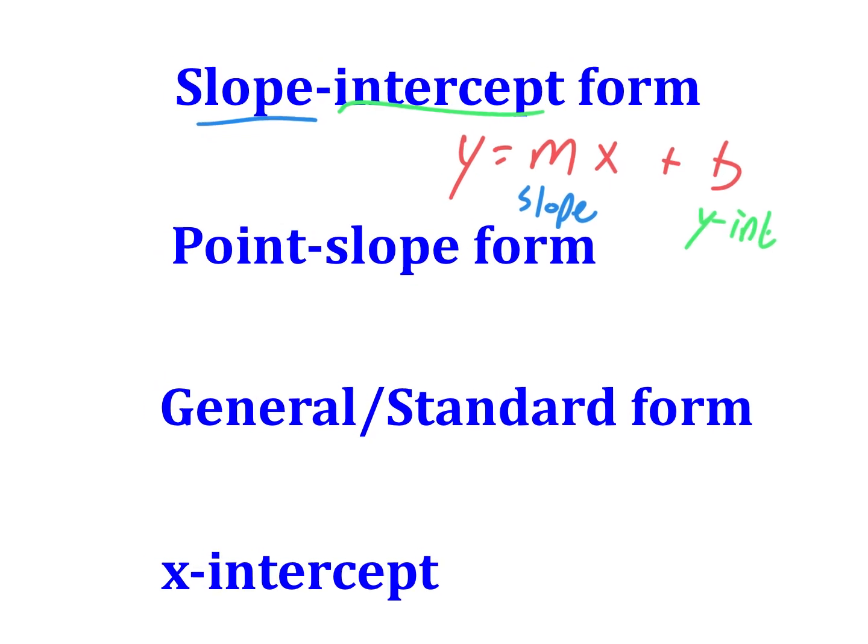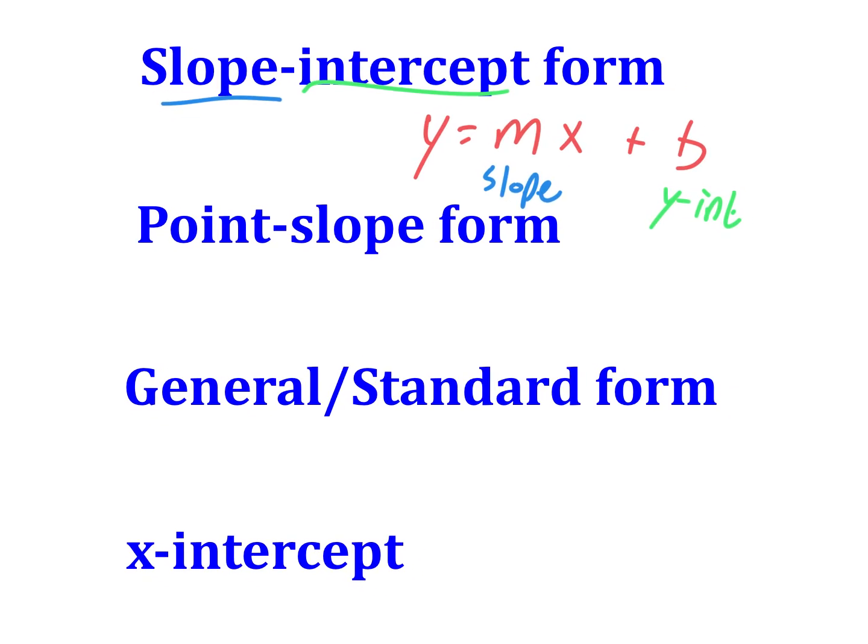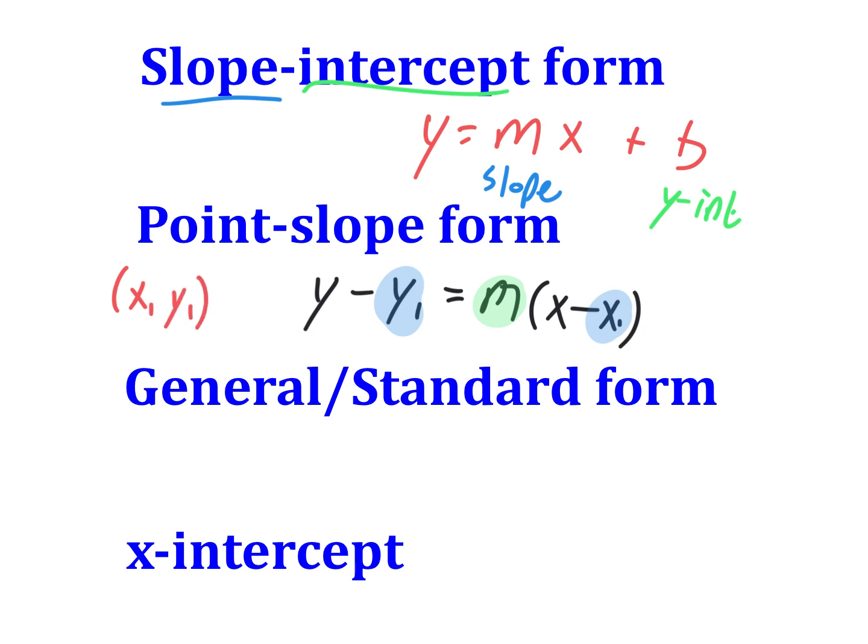Point-slope form gives you also 2 pieces. It gives you a point and a slope. Point-slope form is used pretty frequently in calculus, and it is as follows. Y minus y1 equals m times a quantity, x minus x1. M is still our slope, but y1 and x1 come from any random points on the graph specified as x1, y1.